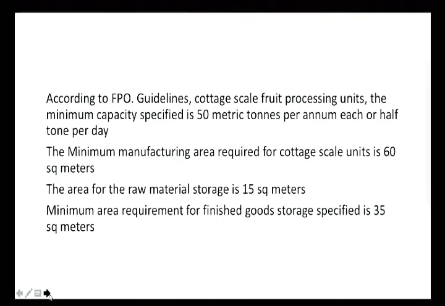Because whenever you are establishing any cottage scale food processing unit, it needs to have the capacity to generate value added products up to 50 metric tons per annum, but per day only half ton capacity, according to their norms. So the minimum manufacturing area required for that cottage industry is 60 square meters minimum. Maximum doesn't matter. Whenever we are promulgating any kind of rules and regulations, definitely we need to see the minimum standards.